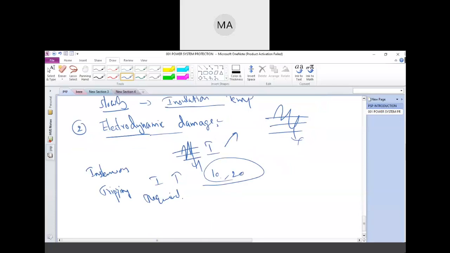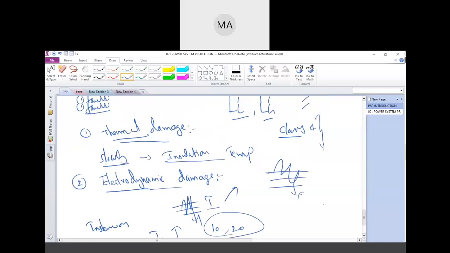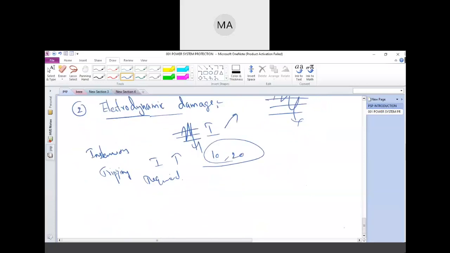So in this video, there are two types of fault damage. One is the thermal type, which takes place slowly. If it is an LG fault or LL fault, it will slowly damage the equipment. But in electrodynamic damage, instantaneous action is needed, or else it will cause the total grid to collapse.